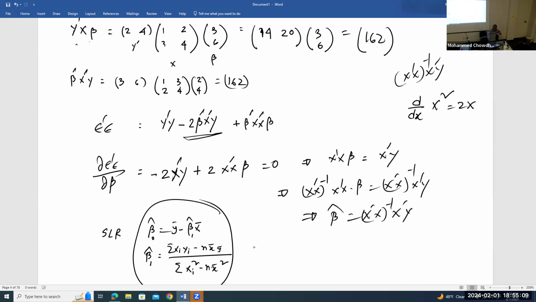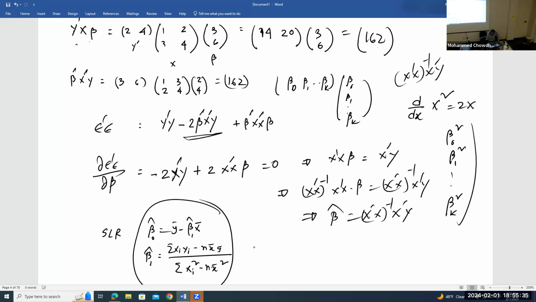But listen, take a look at that. Beta transpose has this format: beta 0, beta 1, up to beta k. And beta has this format. One is a row vector, another is a column vector, right? Now if you multiply, what do you get? Beta 0 squared, beta 1 squared, up to beta k squared. So each term will have a beta, no transpose in there. So when you take the derivative, it is actually taking it over the betas.